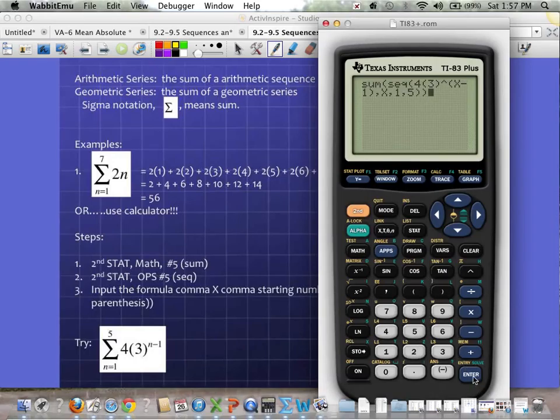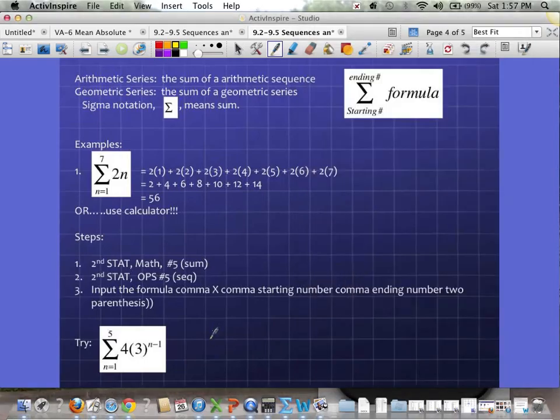Okay, and hit enter. 484. So this would be 484. Much quicker than calculating it out. If you needed to, you would have to put 1 in for n, get your answer, and then put plus, and do it every time from 1 to 5, then add them all up. So it's totally up to you what you want to do, but I think this is a lot easier and a lot faster. All right?